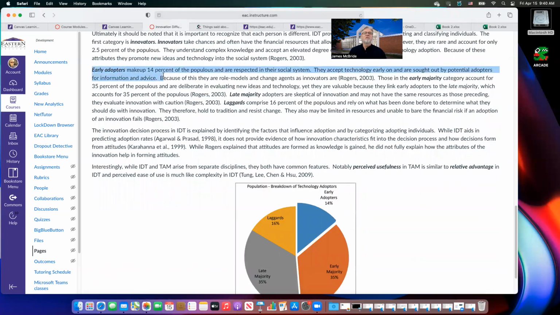Early adopters make up 14% of the populace. They're usually very respected in their social system. They accept technology early on, and they're sought out by potential adopters for information and advice, meaning they are role models and change agents.